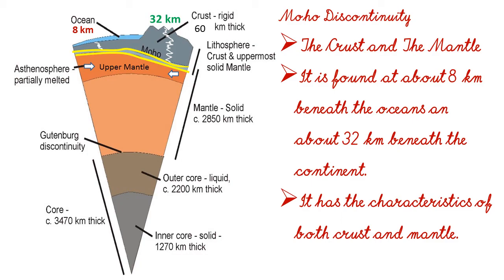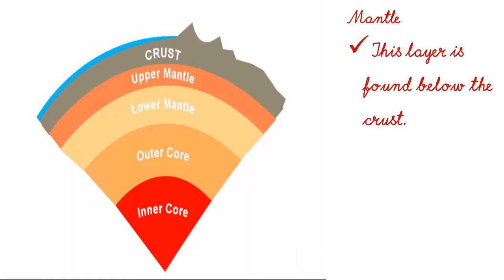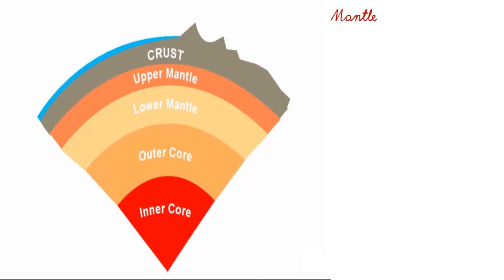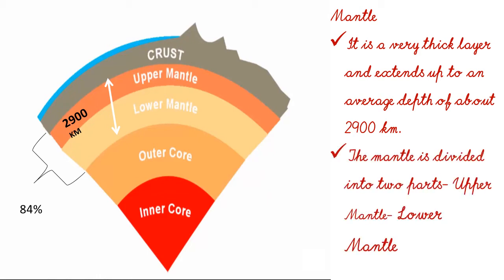Earth's second layer is the mantle. This layer is found below the crust. It lies between the crust and the core. The mantle is a very thick layer and extends up to an average depth of about 2,900 km and makes up 84% of the Earth's total volume. The mantle is divided into two parts, that is upper mantle and lower mantle.